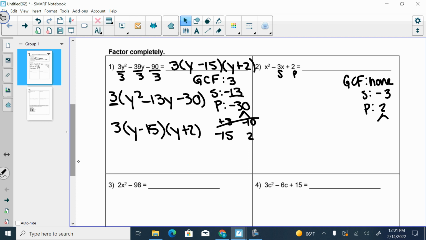So first, what's the only thing that multiplies to give you 2? 1 and 2, right? But I need both of these to add to give me negative 3. So they can't be positives, they're going to have to be, right, both negatives, because a negative times a negative would give me a positive 2. Negative 1 plus negative 2 is negative 3. So we got x minus 1 and x minus 2. All right.